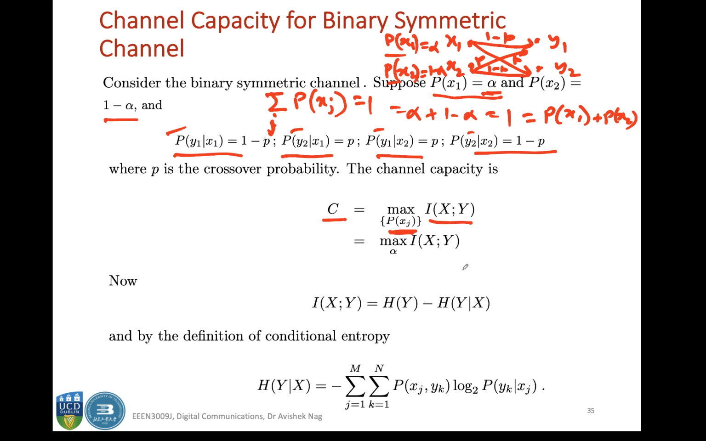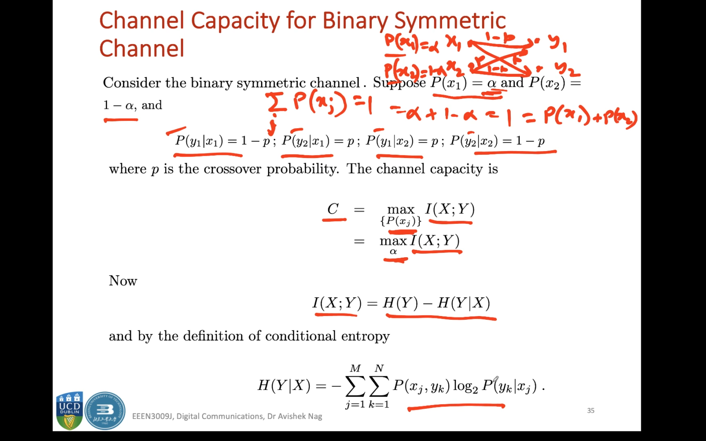So when you are trying to find out C, which is the maximum of I(X;Y) maximized over all the input probabilities, you are basically maximizing I(X;Y) over all the alpha, because the input probabilities are given in terms of alpha. Okay, so I(X;Y), again from the definition, is H(Y) minus H(Y given X), and by the definition of conditional entropy you have H(Y given X) as this.